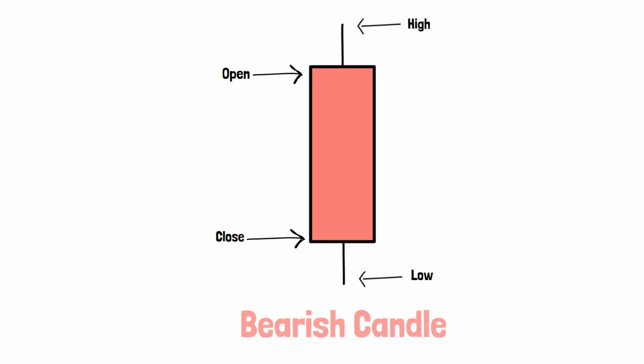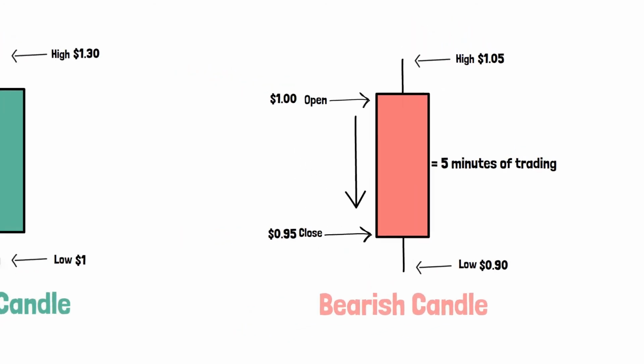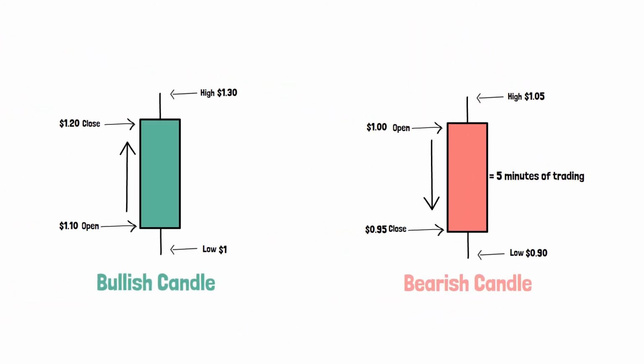And like always, let's run through a quick example. Let's say this candle represents 5 minutes of trading, and at the open of this candle, it opened at $1. It then went to hit a high of $1.05 before dropping and hitting a low of 90 cents. Then it closed at 95 cents. This means within the candle's formation, the price decreased by 5 cents as the open was at $1, but the close was at 95 cents.